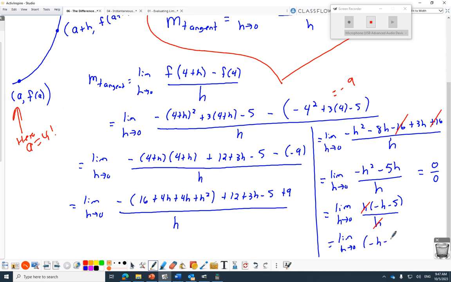Now I can sub in 0 and get negative 5 as the slope of the tangent. Okay, the blaring question is, is this better? Stay with me for a while. I wouldn't lead you astray.